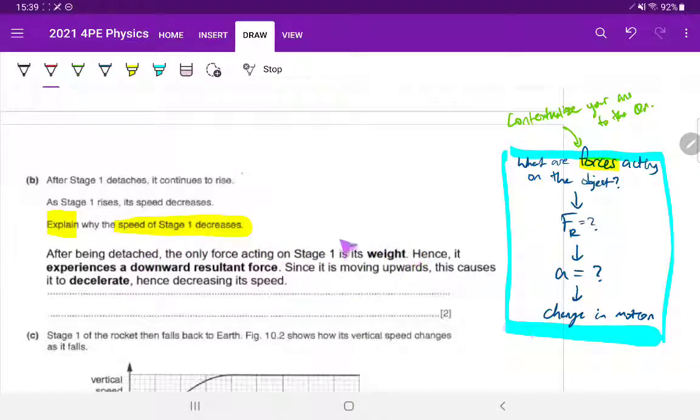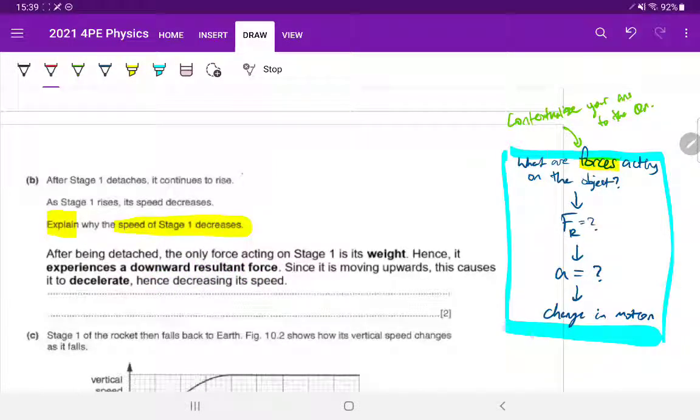And so this is the first point. If the only force acting is its weight, what is its resultant force? The resultant force will be downwards at the value of its weight. So its weight is actually the resultant force. So it experiences a downward resultant force. And then acceleration, right? So this will really cause it to decelerate.